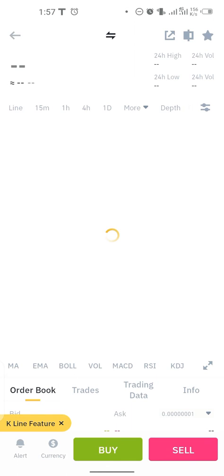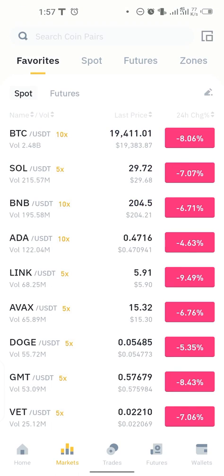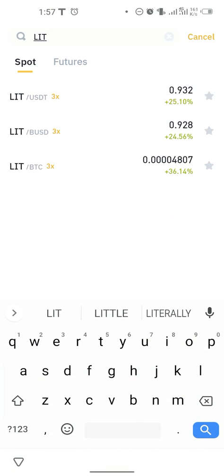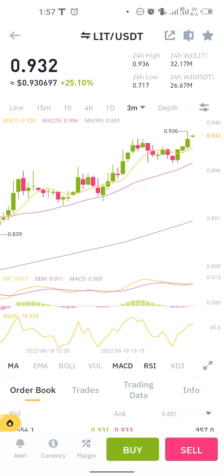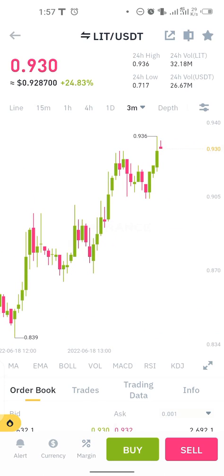Now, if you have made your list, you have identified the coins you want to trade. The next thing is to come into your exchange, ladies and gentlemen, and be able to analyze. Let us start with LIT. Be able to analyze: can I join this trade? That's very, very important. Now, I'll first switch off all the indicators and keep it just basic.